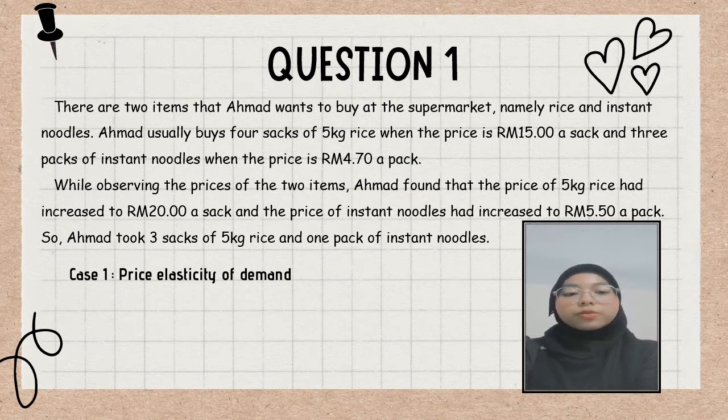While observing the prices of the two items, Ahmad found that the price of 5 kg rice had increased to 20 ringgit a sack and the price of instant noodles had increased to 5 ringgit and 50 cents a pack. So Ahmad took 3 sacks of 5 kg rice and 1 pack of instant noodles.